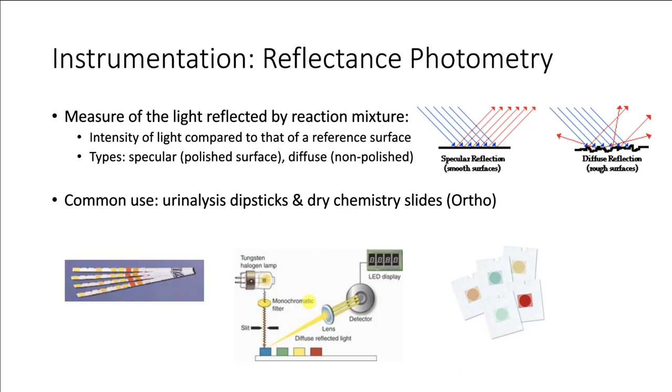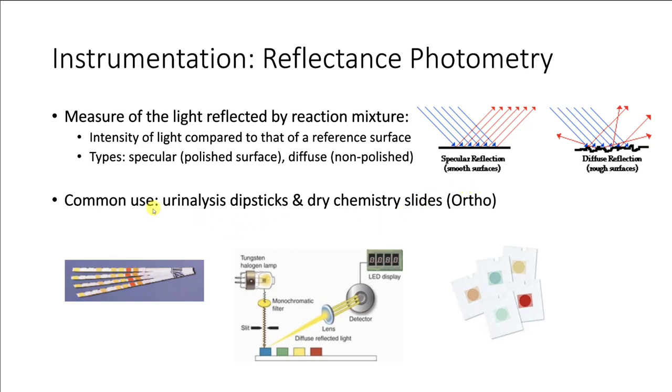All right, so that is the basic parts of spectrophotometry. We can also use reflectance photometry. Basically, it measures the light that is reflected off of the reaction mixture. Usually the intensity of that light signal is compared to some sort of reference surface, like a blank white square, and we can either choose to use a polished surface for specular reflection or a diffuse, non-polished one. I don't really know the nuance behind either, but just understand that they can exist.